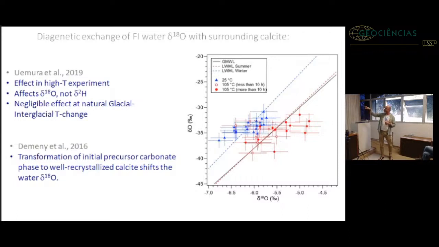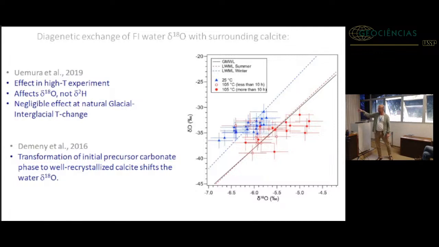And this is the work by Uemura et al. in 2019. It's quite a nice experiment, but they heated samples up like mad, for I think more than 12 hours, and then you were beginning to see these shifts, right? And so the conclusion of Uemura was as well that, the way we're analyzing stuff right now, we should not have an issue with this, right? But it's something to keep in mind that this is possible.